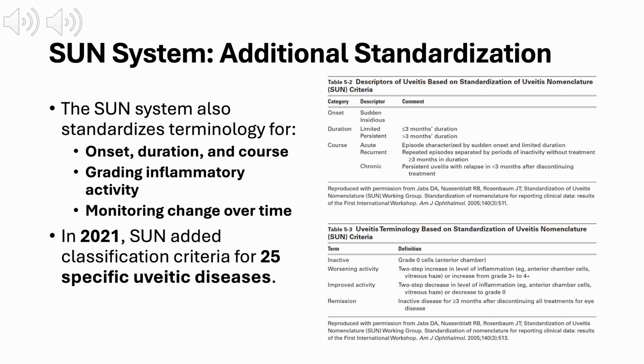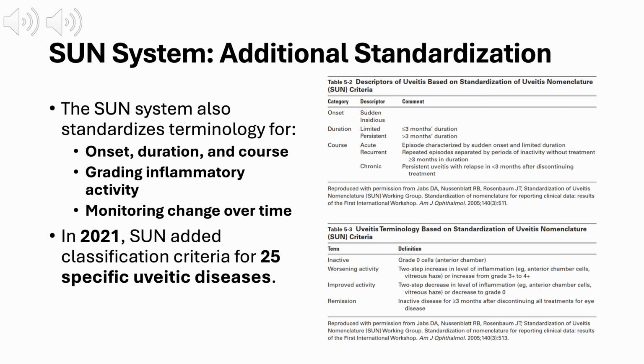These tables on the right summarize the standardized SUN terminology we use to describe uveitis. Starting with onset, inflammation can be either sudden or insidious. Duration refers to the length of an individual episode. Limited disease lasts less than 3 months, whereas persistent disease lasts longer than 3 months. The course describes the overall pattern over time.